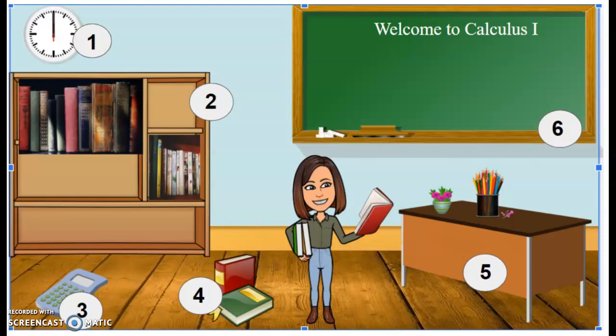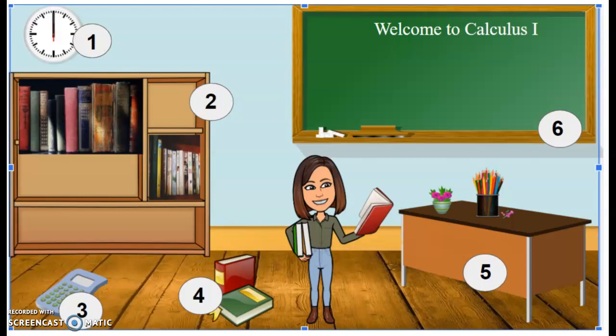My name is Han and I'm going to be your instructor, and I'm going to demonstrate how to use the Bitmoji Classroom. There are 6 items in my classroom. Number 1 is a clock hanging on the wall. Number 2 is a bookshelf. Number 3 is a calculator laying on the floor. Number 4 is 2 books laying on the floor. Number 5 is my desk. And number 6 is a chalkboard on the wall. And then Mrs. Han is holding a book, standing right next to the desk.